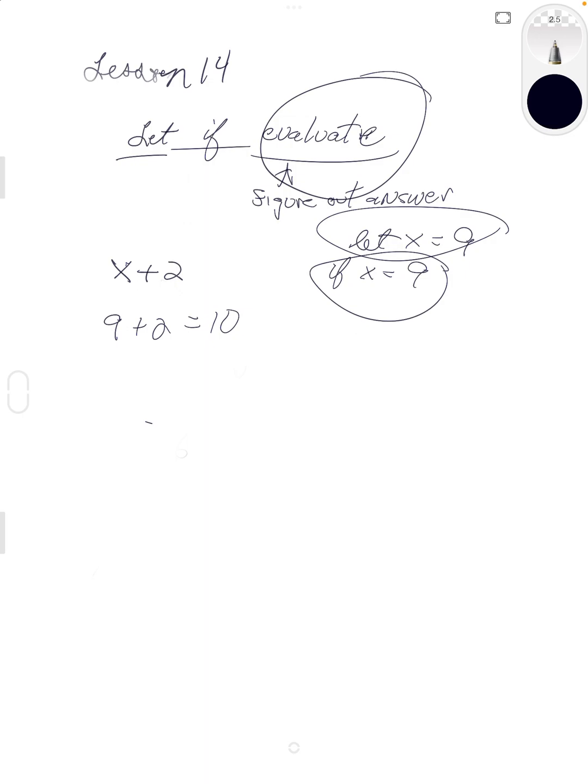That makes sense to you. That's really what you're looking at. Evaluate means figure out the answer if they tell you what the letters mean. There's no way to evaluate it if you don't. So, for example, this is the practice problem.